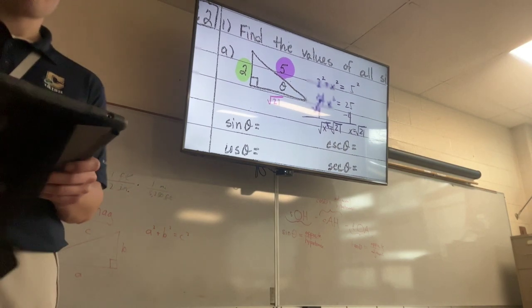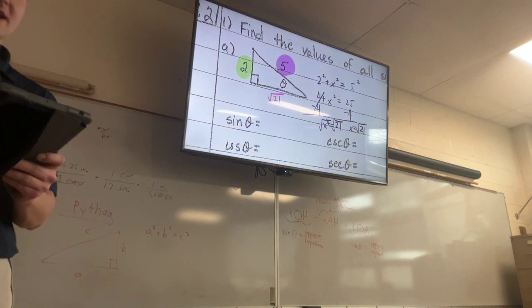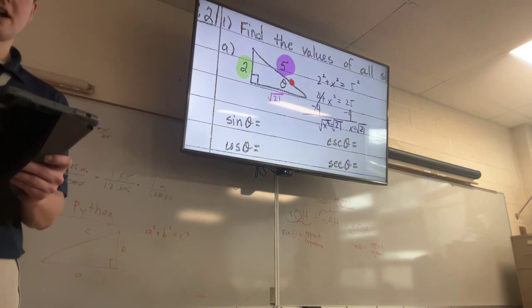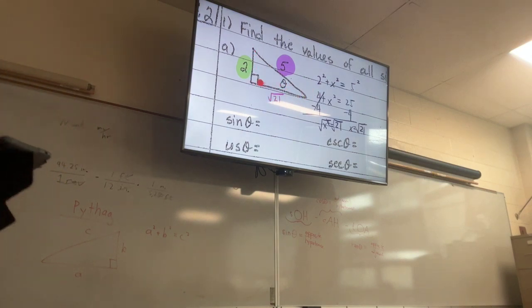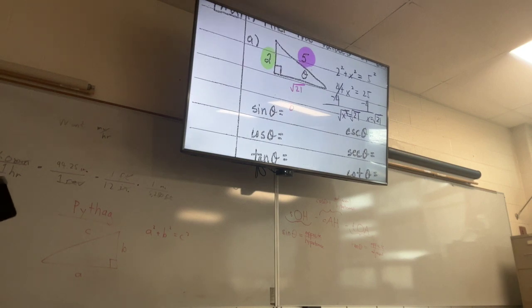Okay, all right? So I have my theta right here. I have the adjacent leg down here on the bottom, square root of 21. The opposite leg is 2. The hypotenuse is 5. Are we following so far? Okay. So sine theta, right? That's opposite. Let's write this down. O equals 2. The adjacent side equals square root of 21. And the hypotenuse h equals 5.